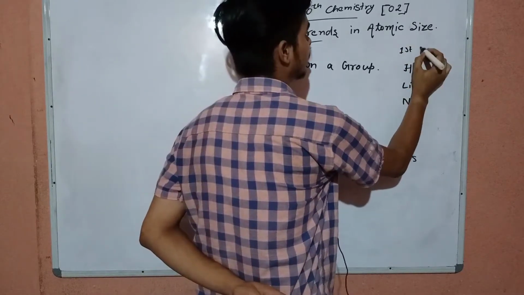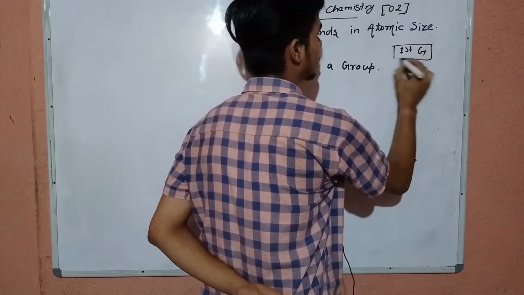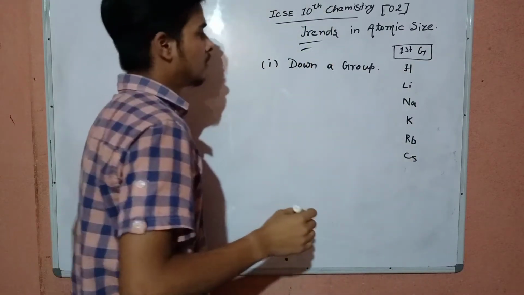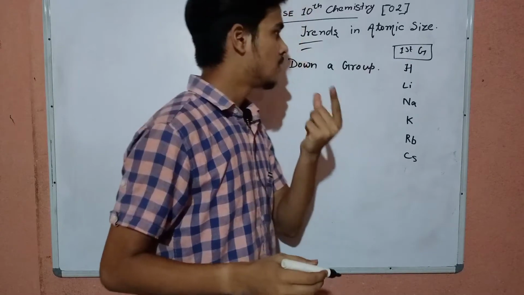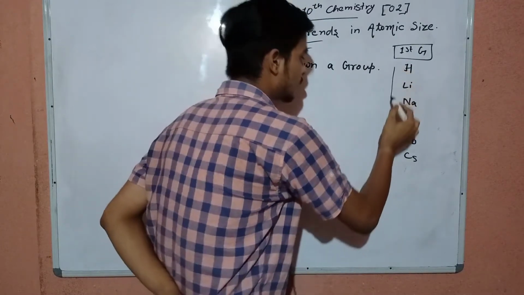Now taking into consideration the atomic size property, what will happen if we go down a group?